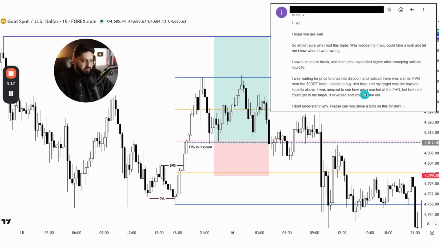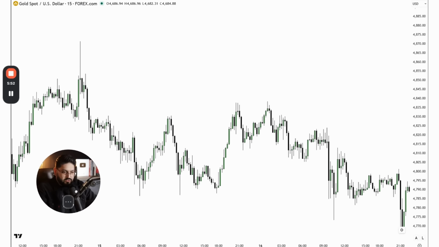I was amazed to see how price reacted at that fair value gap. But before it could go to my target, it reversed and stopped me out. I don't understand why. Please can you shine a light on this for me? All right, so let's get onto a clean chart over here. I'm just going to move myself out of the way.